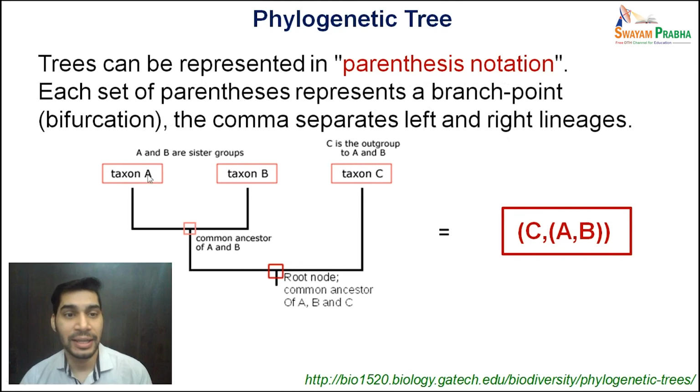That means taxon A and B represents a branch point, a bifurcation, and a comma in between then represents left side and the right side. So if you see here, A and B are two different taxons separated by a comma, which means that they are on the left side or right side, and a parenthesis which is covering these two, which means they are bifurcated, and further by a comma they are joined with a C, that is here. So this is how we show a simple phylogenetic tree using a parenthesis notation.